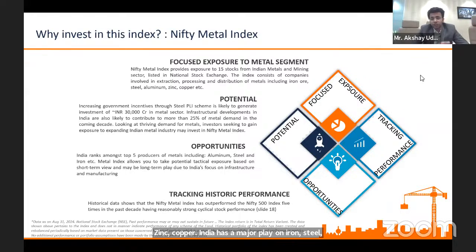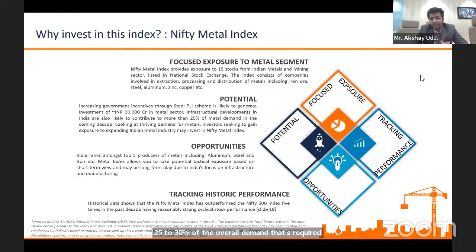If we talk about the potential of this sector, it has received an increased boost from the government via various schemes. The PLI is a standout scheme where the government aims to attract investments as high as 30,000 cr. Going forward, as infrastructure spending increases and there are more investments in new sectors like railways, airlines, capital goods, the metal demand is again going to be met from India. Infrastructure spending alone is going to contribute close to 25 to 30% of the overall demand that's required.